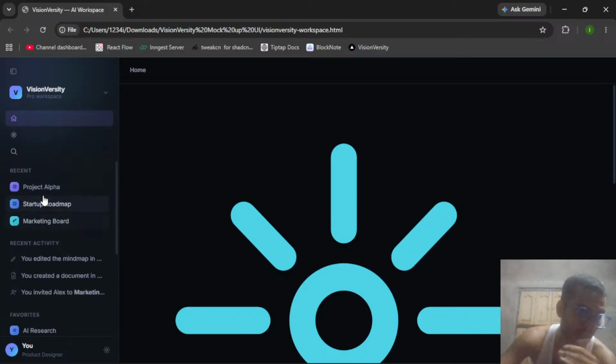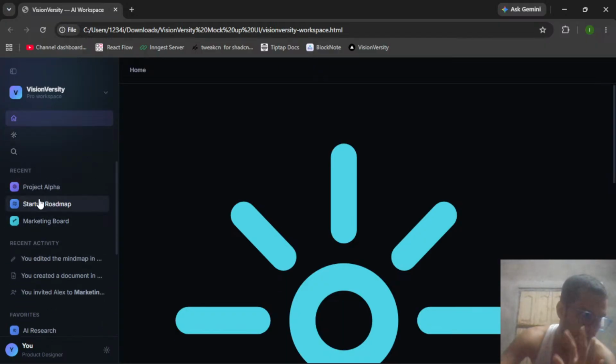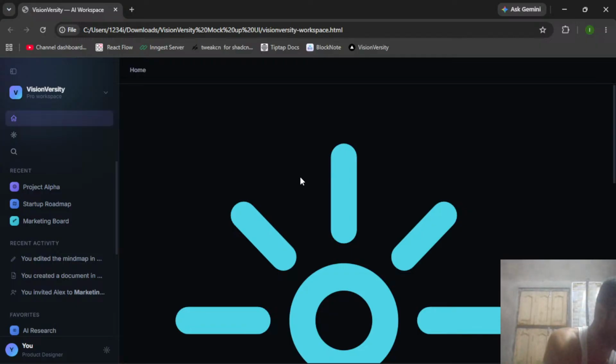So overall, I'm trying to build this. This is called sidebar, and this is called main. I already designed it, and that's why I'm just copy pasting. So the UI must change, but the concept is the same. This is the home, this is the AI chat, and this is the search.